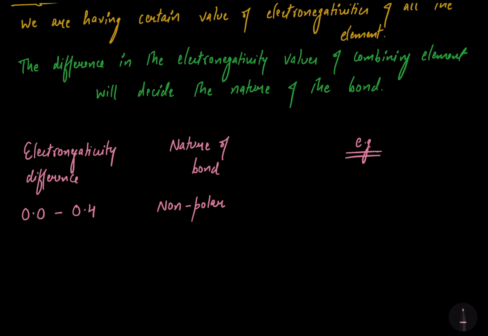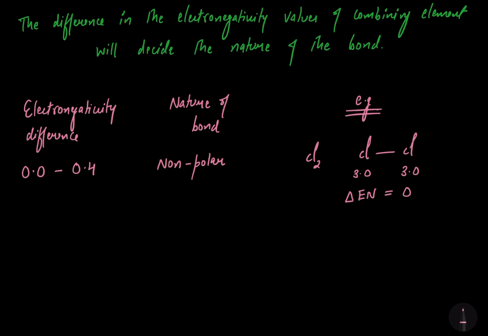For example, let's take an example of the Cl2 molecule. Its bond will be like chlorine, single bond, chlorine. What's the value of electronegativity of chlorine? It is 3.0. The value for this chlorine is also 3.0. So the electronegativity difference for this bond will come out to be 0. So that's why this bond will be non-polar. That means in this bond, there will not be any charge separation. Now let's come to the second point.